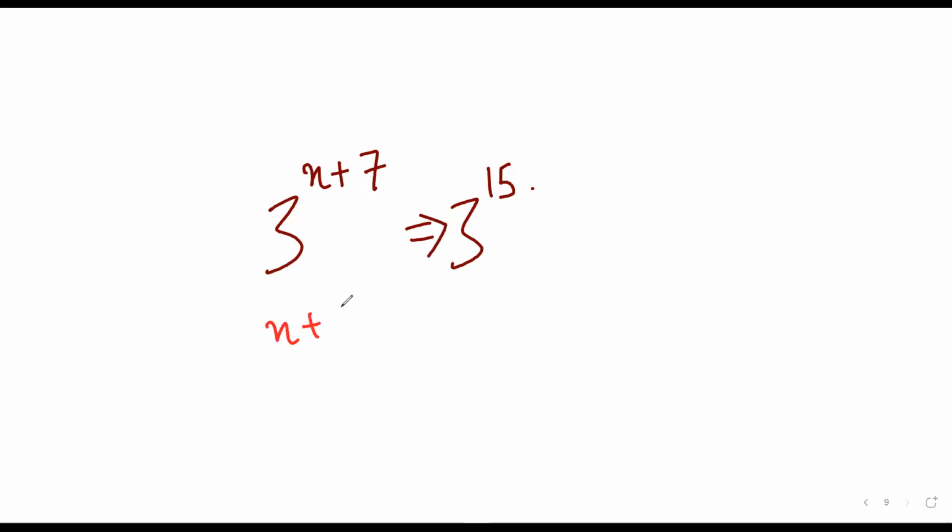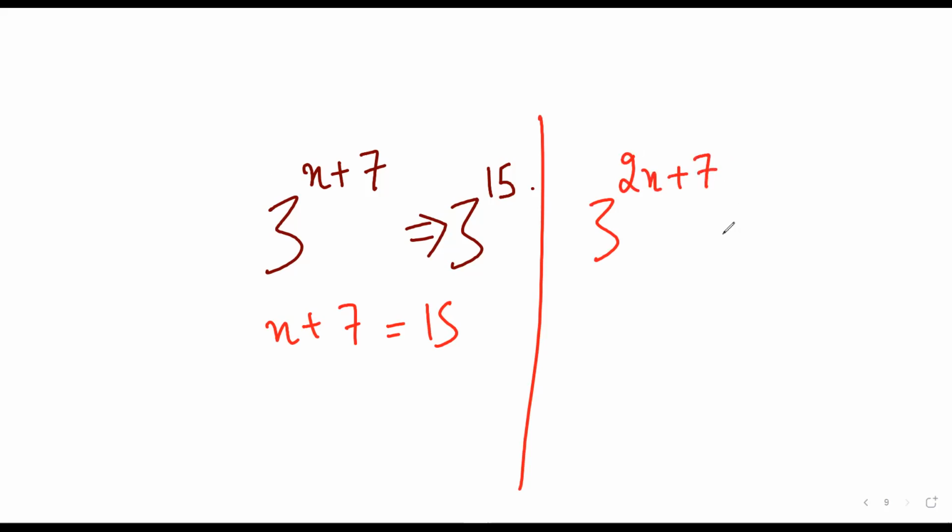Basically, what I'm trying to tell you is that if 3 raised to power x plus 7 is equal to 3 raised to power 15, Mr. Satya, what will be the equation? So it would be x plus 7 is equal to 15. Okay, if my simple exponential equation is 3 raised to power 2x plus 7 is equal to 3 raised to power 9, Mr. Sarthak, what will be the equation?